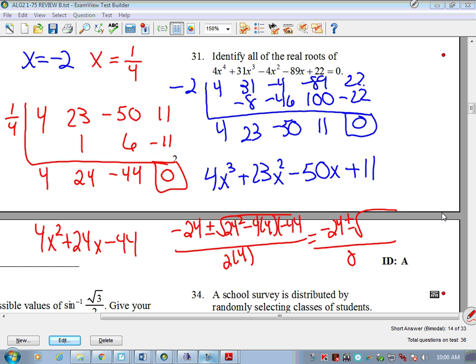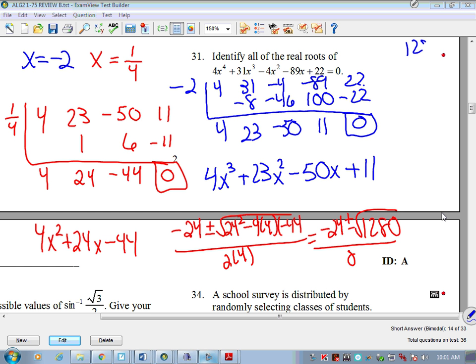So I'm going to do that in my calculator all at once: 24 squared minus 4 times parentheses 4 close parentheses times parentheses negative 44 close parentheses. I get 1280. Okay, I'm going to just check: does the square root of 1280 reduce? It does not, so we would have to simplify that radical.